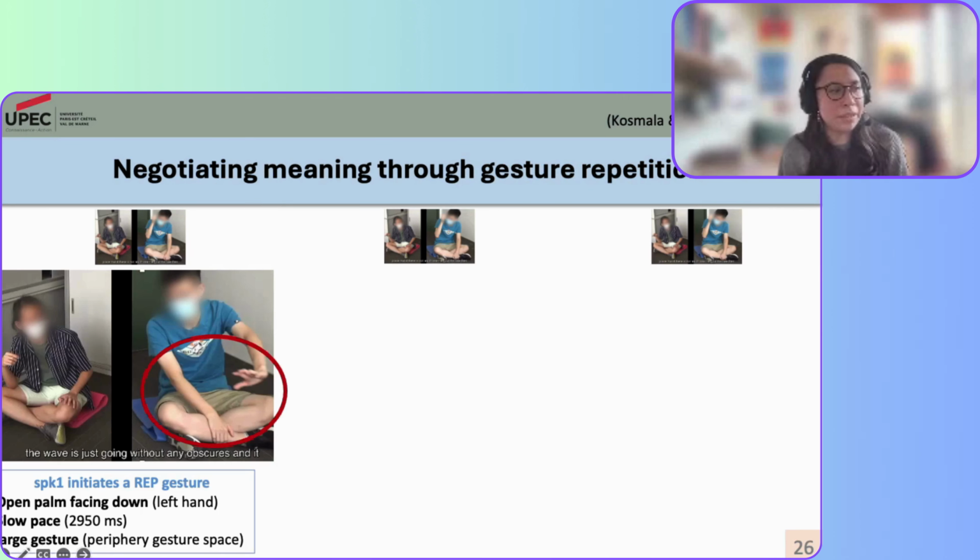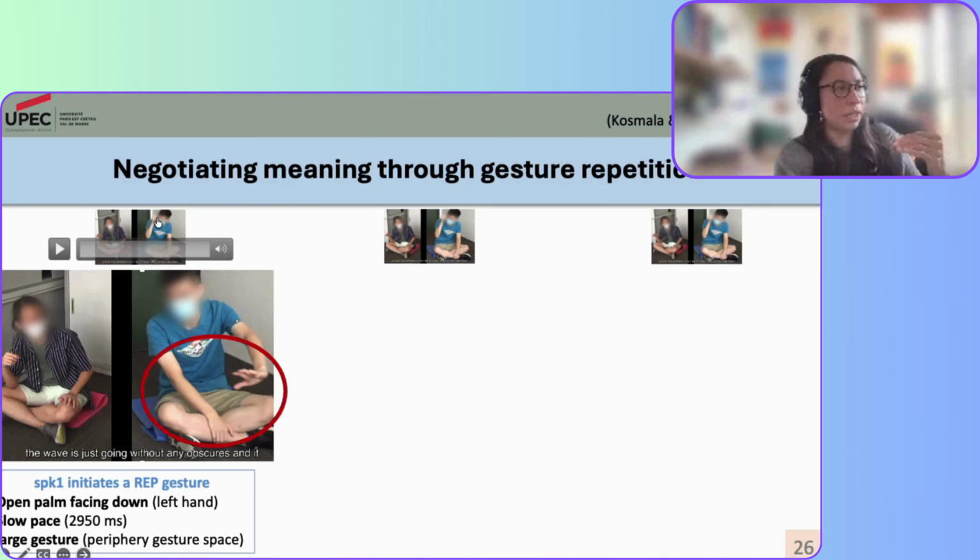So first of all, what happens is that the first speaker, he initiates a representational gesture to refer to the wave, right? That the fact that the wave is going straight on, right? Because in places when there are no trees, so that's the thing, when there's like waves by the sea, but there's no trees, then the waves will go, that's what he means, without any obscures, I'm guessing without any trees or anything that could prevent the wave from crashing down. And so you see, he uses his left hand, it's kind of a slow pace, kind of a long gesture, and it's pretty large, right?